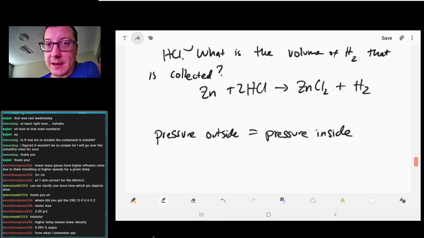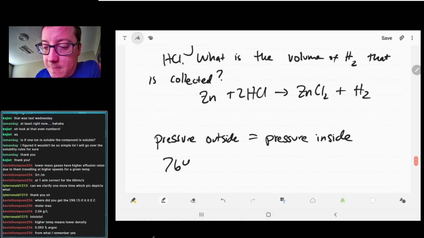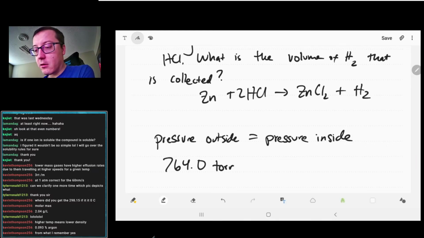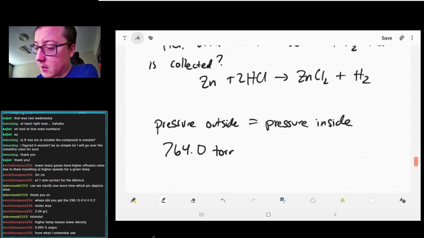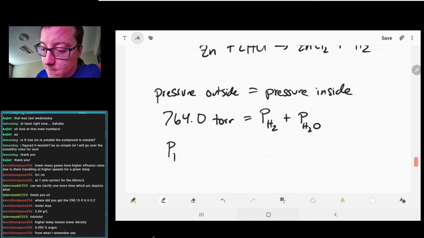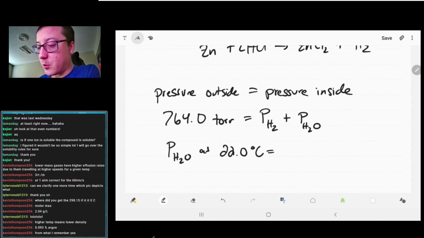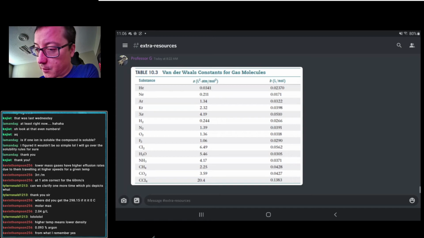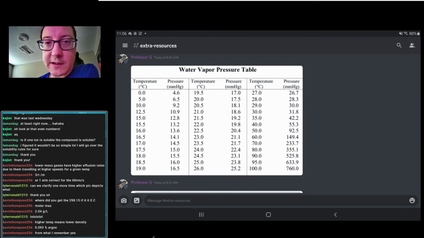So, let's have a look. Pressure outside is going to be atmospheric pressure, right? Which I've told you was going to be whatever, 764. I gave that to you. This is going to be equal to the pressure of the hydrogen plus the pressure of the water vapor. We could look at our table to see what the vapor pressure is of water at this particular temperature. If we do that, we see that our pressure is going to be, looks like 19.8 torr. Millimeter of mercury, torr, same thing, remember?